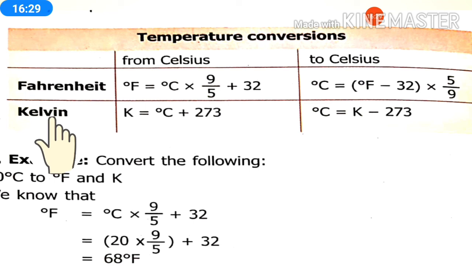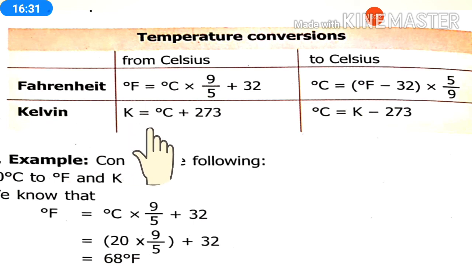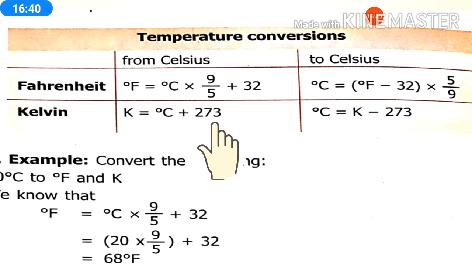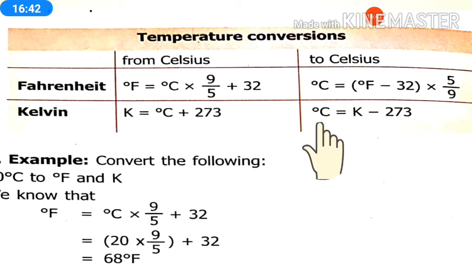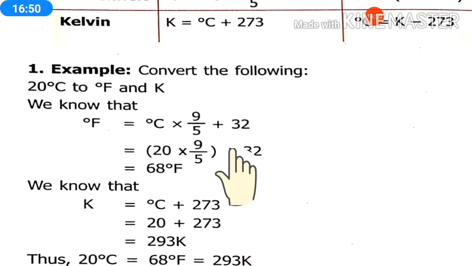And when the value is given in Kelvin and you have to convert to Celsius, the value in Celsius plus 273 gives Kelvin, or from Kelvin to Celsius you have to put K minus 273. Now how to convert? We will see through examples.